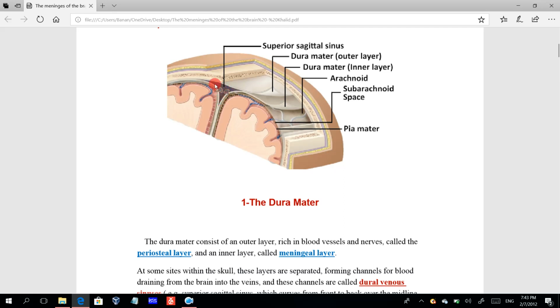So here the two layers of the dura mater separate to form this sinus, which is one of about 12 to 14 sinuses present in the cranial cavity. All these sinuses are formed by separation of the periosteal and the meningeal layers. In this picture, this sinus is called the superior sagittal sinus. We will discuss these sinuses later on in a separate lecture, inshallah. Okay.